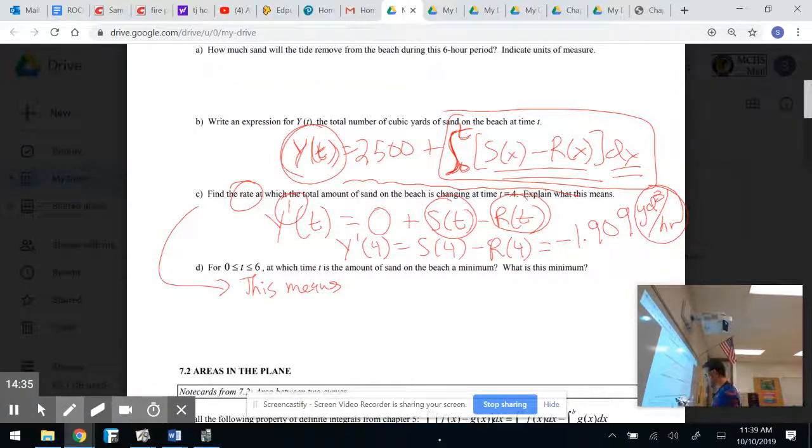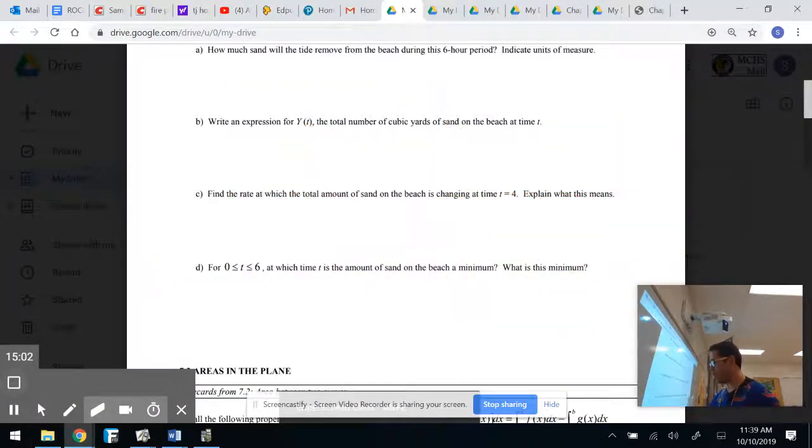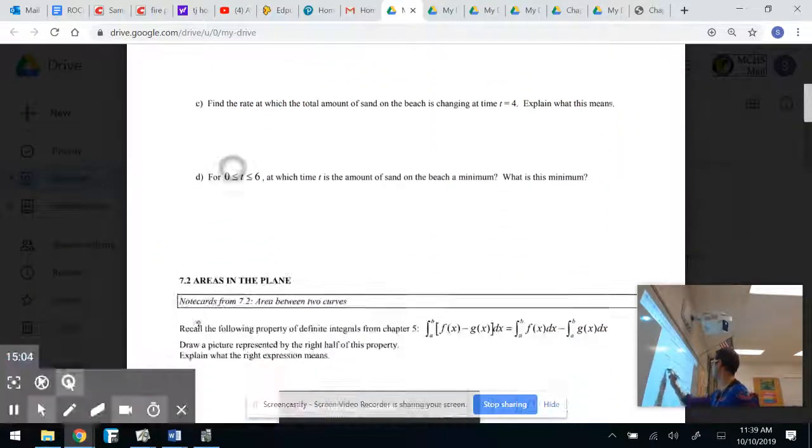This means Sandy Point Beach is losing 1.909 cubic yards per hour of sand at time equals 4 hours. Okay? And you always remember, I tell you guys this all the time in class, you always want to see if you can write that in your own terms.